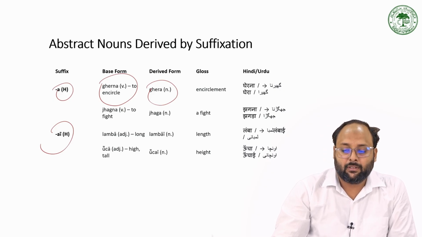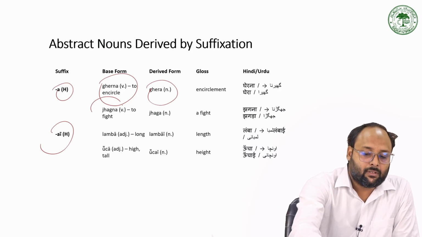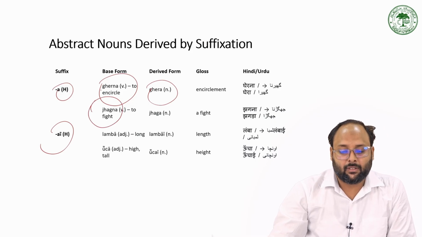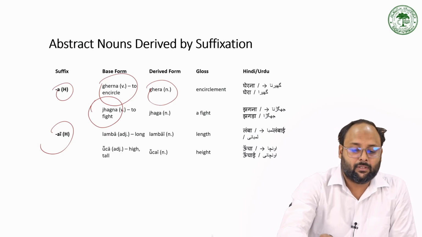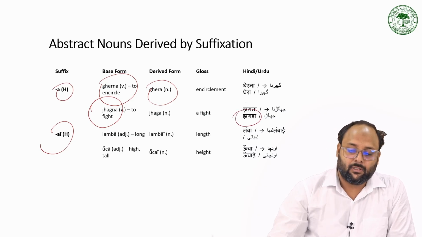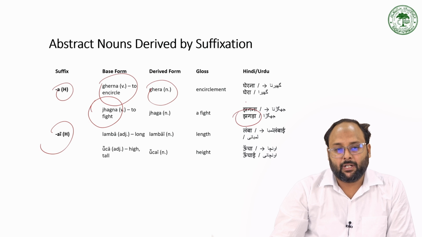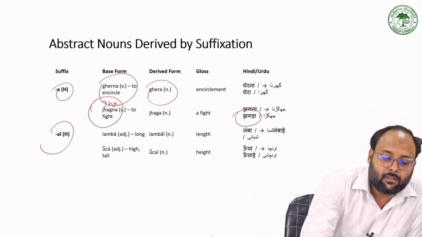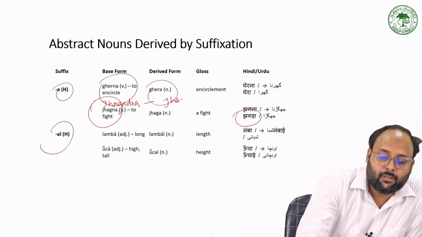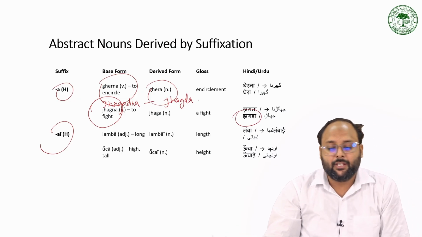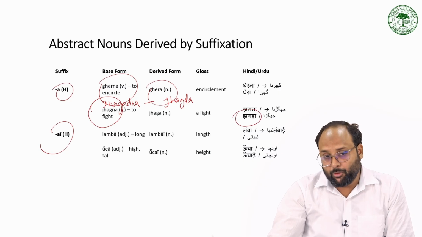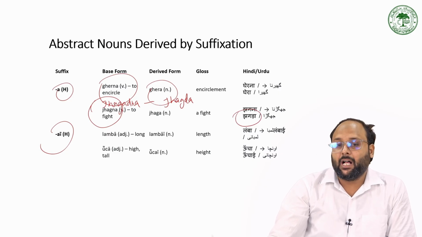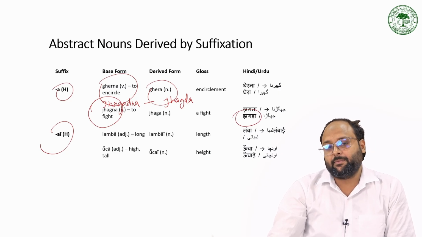We have a word like jhagadna, which becomes jhagda. झगड़ना becomes झगड़ा. It's not जगना, but झगड़ना. So झगड़ना changes into झगड़ा. That is the suffixation process. We remove some suffix and add the a suffix to derive the abstract noun.